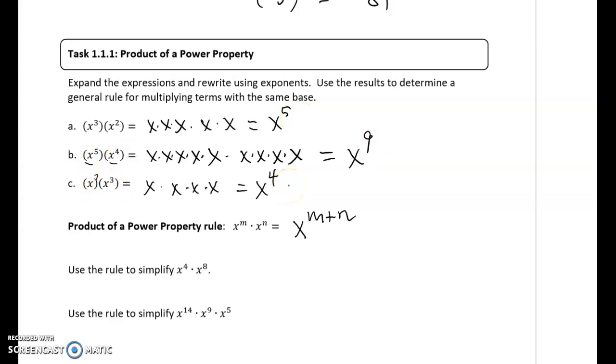All right, so then rather than write this out in expanded form, we can use this general rule of product of a power and say, all right, so I'm going to multiply x to the 4th times x to the 8th. I'm going to keep the base, and I'm going to add the exponents. So I got x to the 14th times x to the 9th times x to the 5th. I'm going to keep the base, and I'm going to add the exponents.